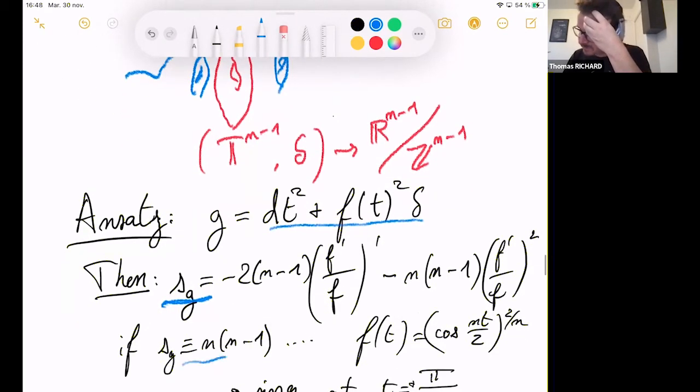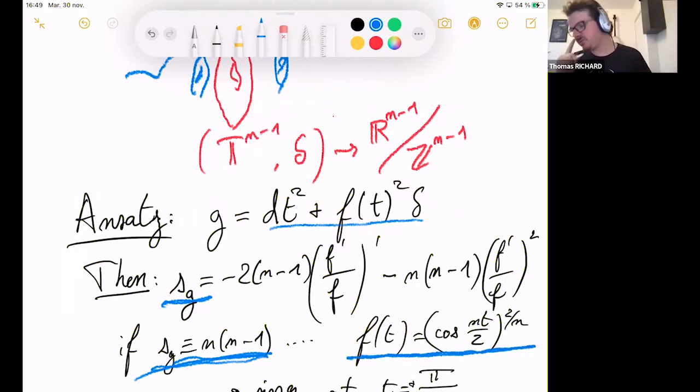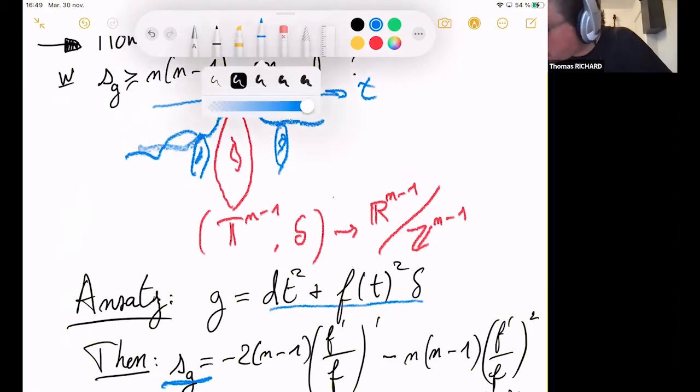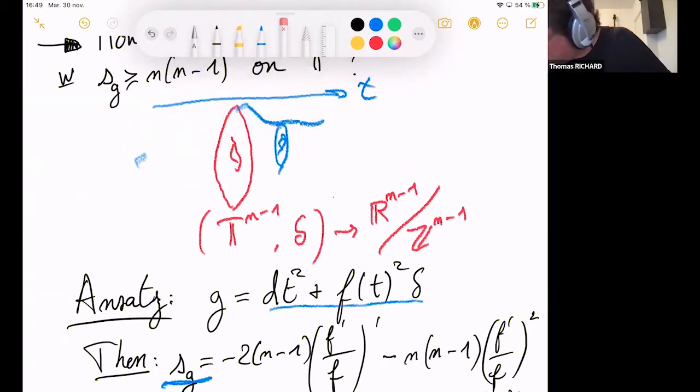So, okay, maybe there's no need to do too much. Let's try to get exactly n times n minus 1 curvature. And so this gives you an ODE on f, and you can more or less solve it up to translation, and that will give you that. But what does it tell you on your f? So f was cosine of something to some power. So basically it was going like that.